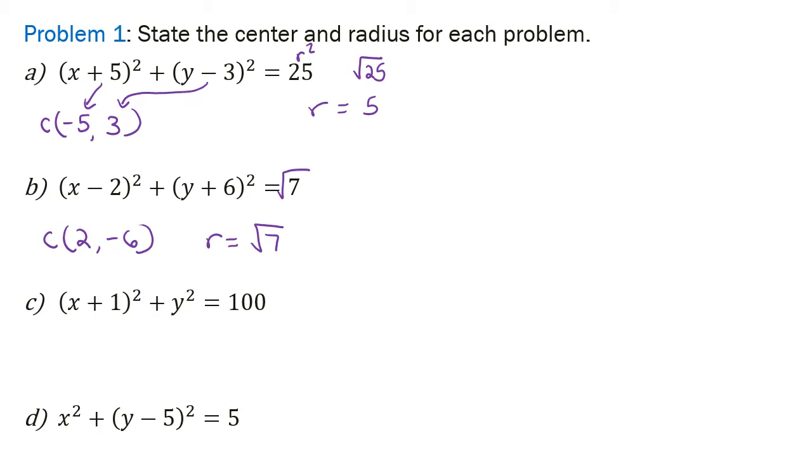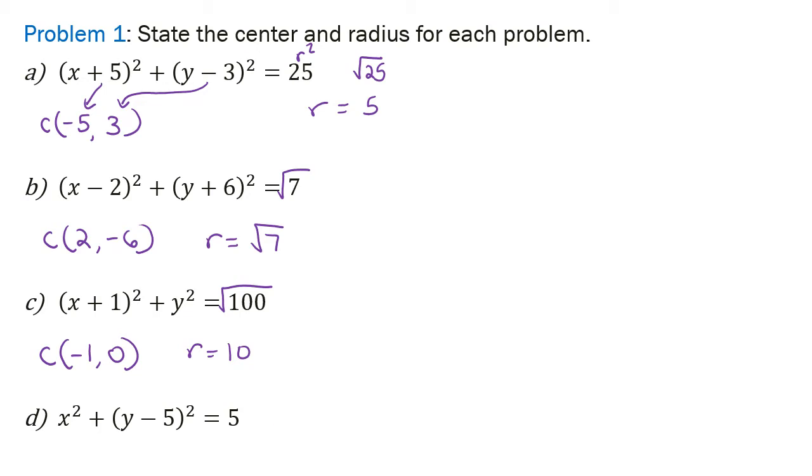For part C, once again, for the center, switch the sign. Now this one, you'll notice there isn't a number with the y squared. Therefore, the number for the y is 0 for the center. And then, once again, this value we square root to find the radius, which is 10.